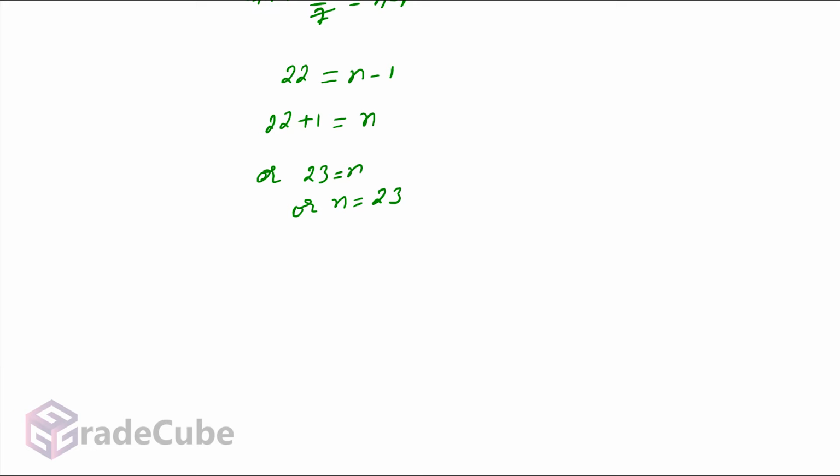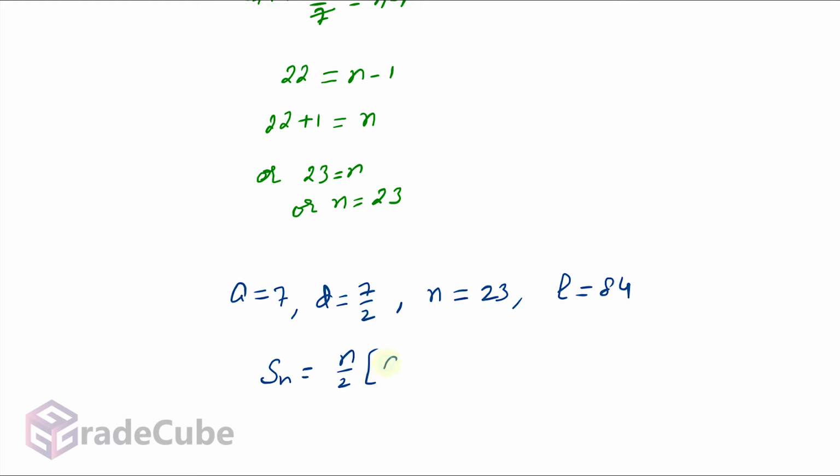Let me write the values again. We had a equal to 7, d equal to 7 upon 2, if you remember it. We have n equal to 23 and an, which is last term, is 84. We are going to apply the formula for sum of n terms, which is n upon 2 into a plus l. So S23 becomes 23 upon 2 into a plus l, 7 plus 84.